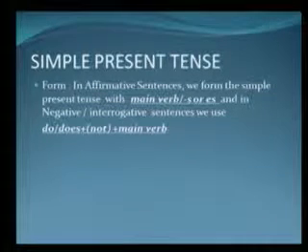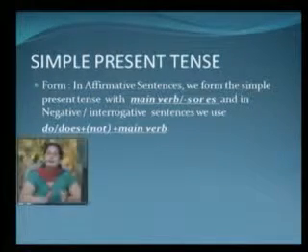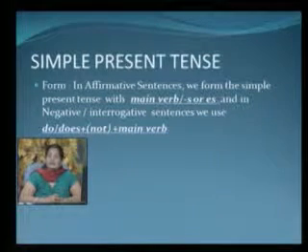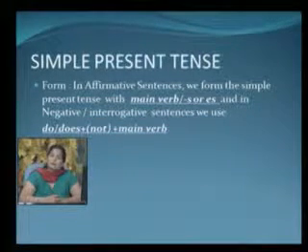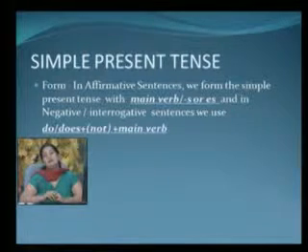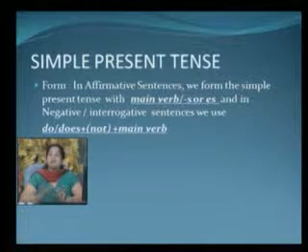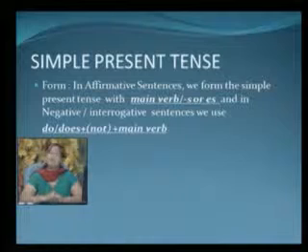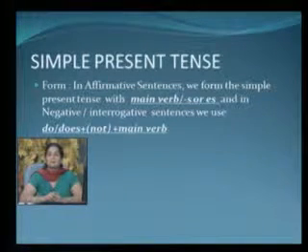Then comes the negative sentences. The table will be of negative sentences. Negative is nothing but nakaratmak vakyon. And the last part of the table will consist of interrogative or question types of tenses, the table.